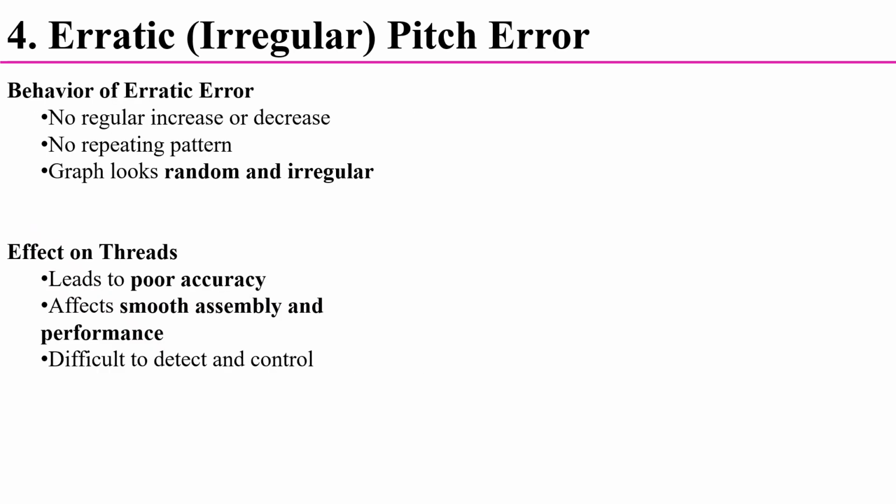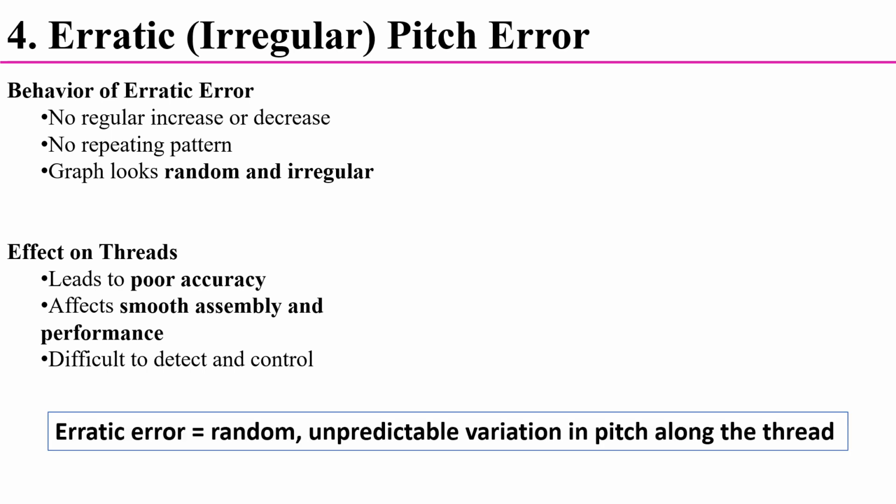Next, see the behavior of a thread having this irregular error. There is no regular increase or decrease and no repeating pattern, and the graph also looks random and irregular. Let's see the effect on the threads. It produces poor accuracy and affects smooth assembly and performance, and moreover it is very difficult to detect and control. So this is the pitch error and also the errors in the screw thread, and thank you.